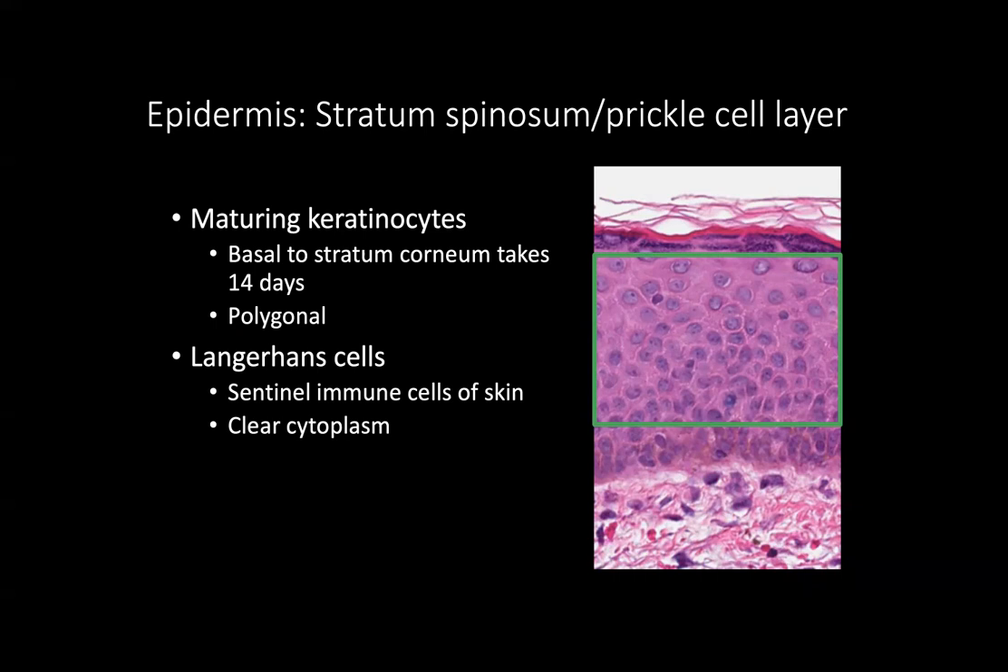Langerhans cells are the sentinel immune cells of the system. The markers for Langerhans cells include S100 as well as CD1a. And they often will have clear cytoplasm, but they're hard to really appreciate on H&E staining alone. So if you really want to visualize the Langerhans cells, you're going to have to do markers on immunohistochemistry, and those consist of CD1a and S100. That becomes important when we study concepts such as Langerhans cell histiocytosis.